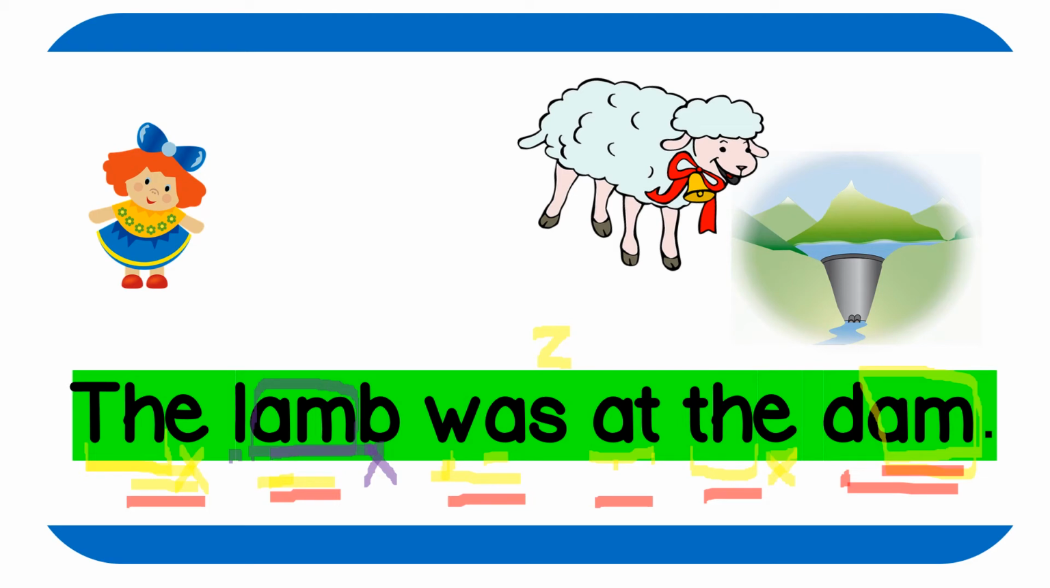Let's read it all now together. The lamb was at the dam. One more time. Let's see if you get it all right. The lamb was at the dam. Hooray! Can you see the dam? Let's see you find the dam. Woo! This is the dam.